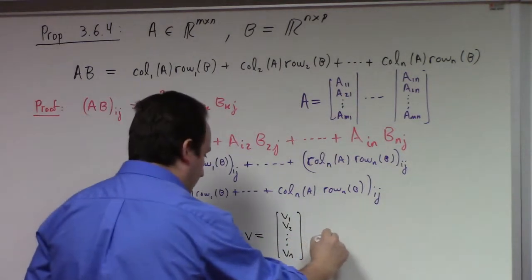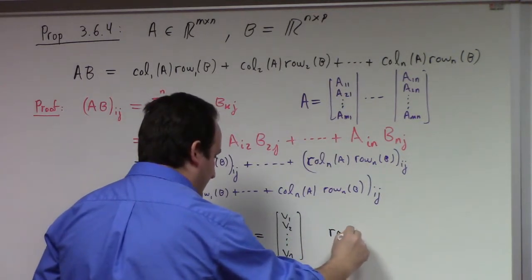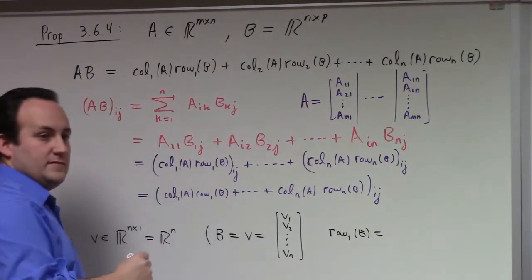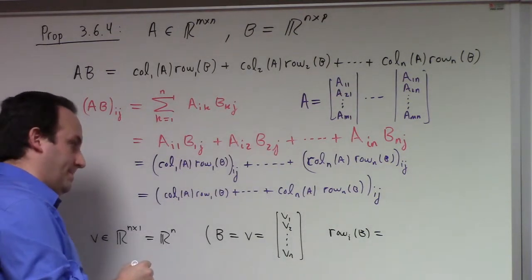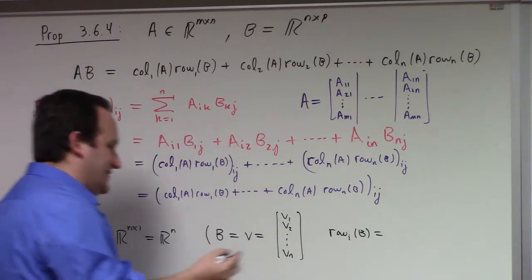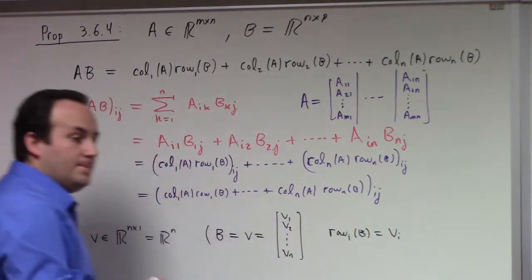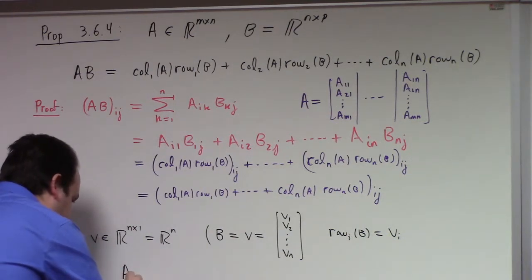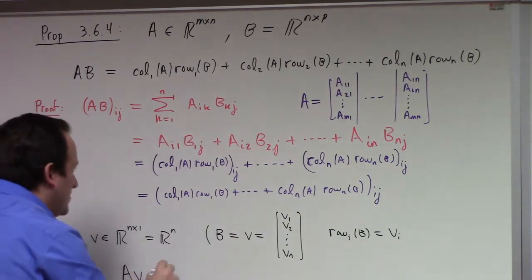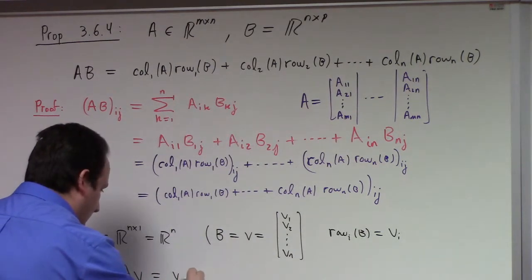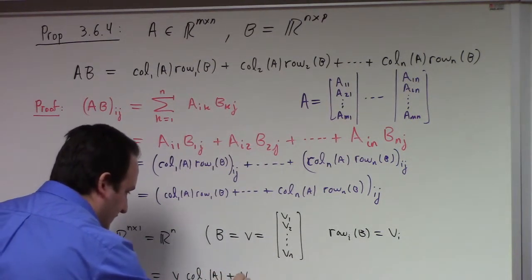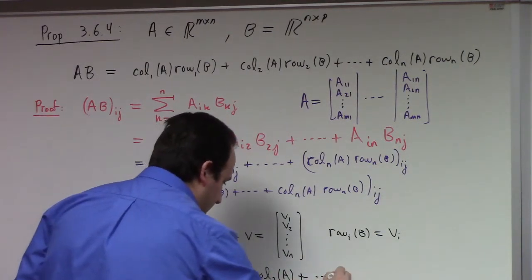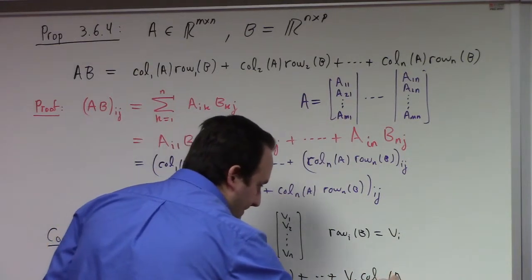So like row i of B, in this case, is just what? B_i. Yeah, it's just b_i, kind of silly. And so this proposition, what it returns for us is A times v is equal to v1 times column 1 of A, plus v2 times column 2 of A, and so on, plus vn times column n of A.